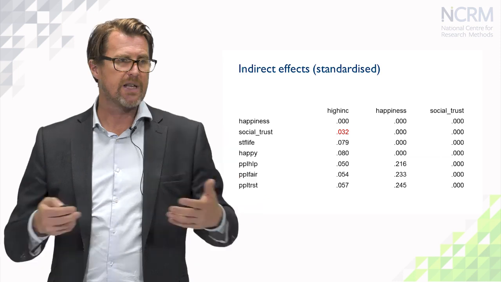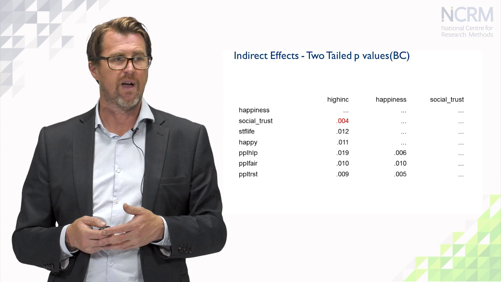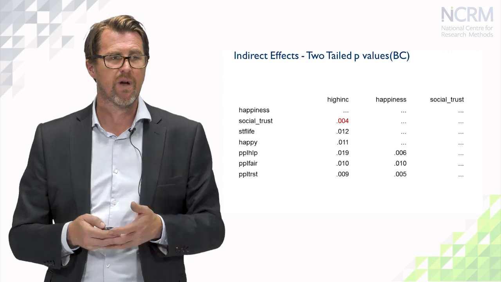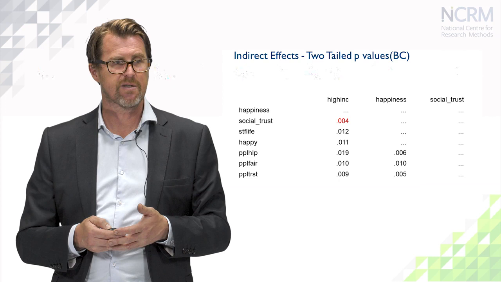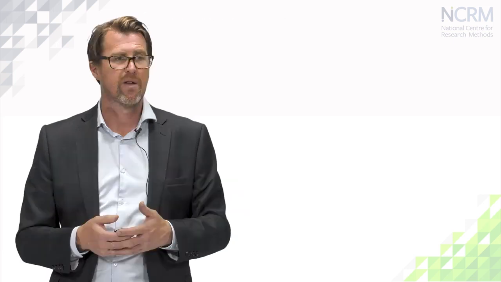Also in SEM software, you will get, as I said, the standard errors, either through bootstrapping or parametric estimation, and here we see that the two-tailed p-value for that indirect effect of income on social trust is significant at the 95% level of confidence. So we could reject the null hypothesis that there is no indirect path between income and social trust. So that's a very brief look at the way that we can fit mediation models and what some of the advantages are of doing this within a SEM context.